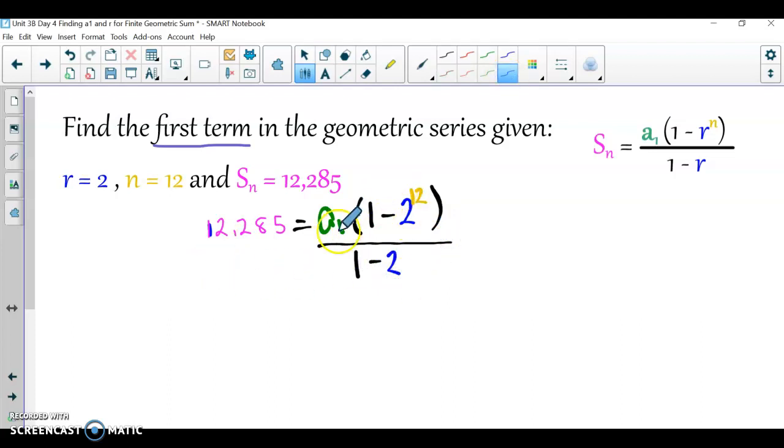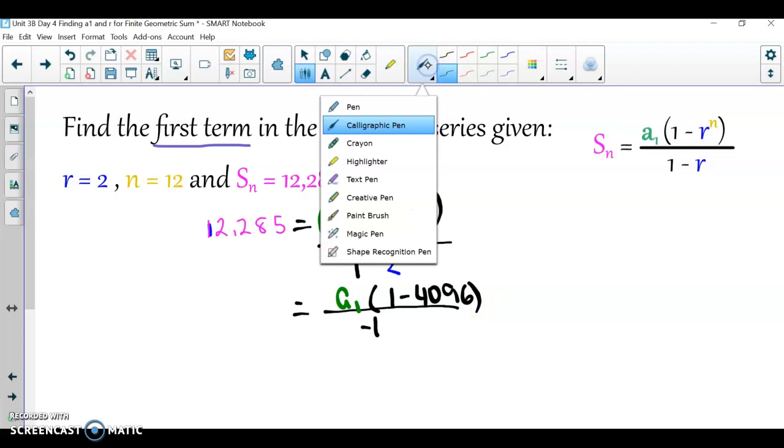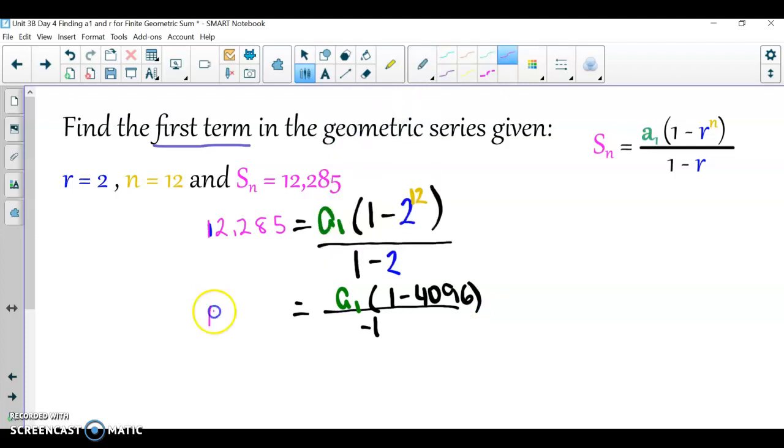Solving for each step, there are things that I could calculate. Okay. We could do the bottom, which is the 1 minus 2, which is negative 1. We leave the first term. We could also do the 2 to the 12th power. 2 to the 12th power is 4,096. The 12,285 right now, we just leave it alone. We just bring it down. Okay. How do we get rid of that negative 1? Remember, we multiply by negative 1 on each side.